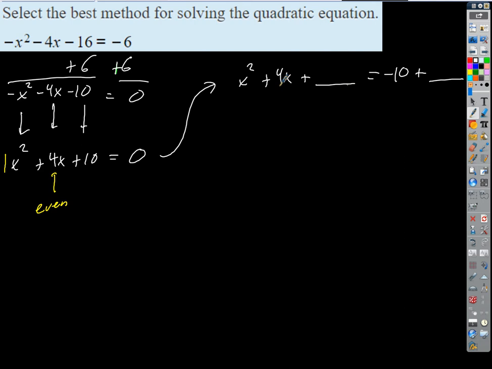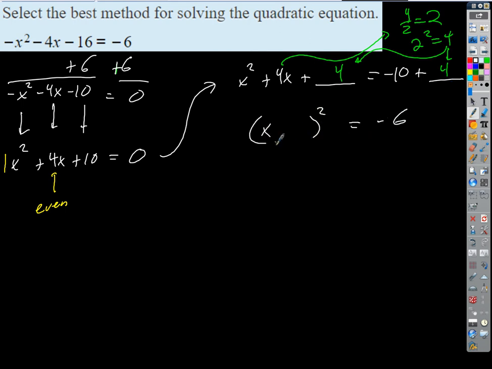Okay, because the b, we end up with 4 divided by 2 is 2, and 2 squared is 4, right? So now we've created a perfect square trinomial, something that's going to factor the way we want it to. On the right side, we just get -6.